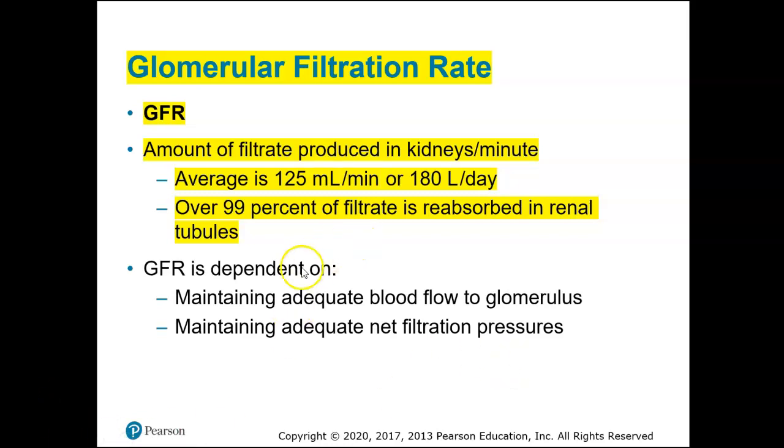The GFR is the glomerular filtration rate, and that is defined as the amount of filtrate produced in the kidneys per minute. The average GFR is 125 milliliters per minute, or 180 liters per day, which is incredible when you think about how many 2-liter drink bottles that is. That's 90 2-liter drink bottles that are filtered through the kidneys per day. Over 99% of the filtrate is actually reabsorbed in the renal tubules.